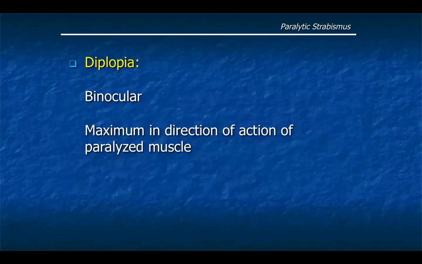And the third manifestation is diplopia. It's binocular because the brain cannot fuse the images perceived by both eyes, because the image falls on the fovea in one eye and does not fall on the fovea of the other eye. And if we close any eye, if we cover any eye, the diplopia disappears, because there will be only one image perceived by the brain, by the uncovered eye. So diplopia is always binocular. Any diplopia related to strabismus is always binocular.